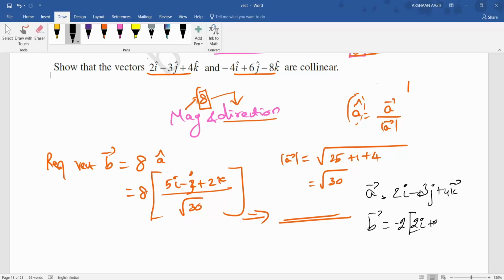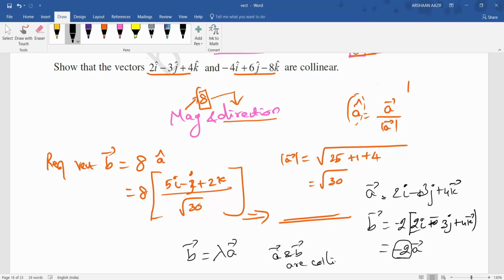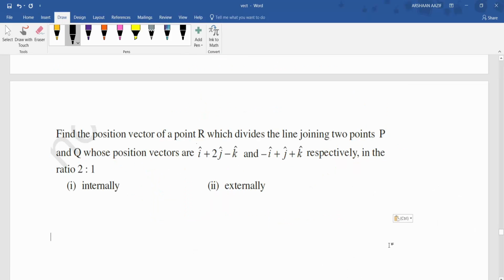So I take minus 2 commonly out and I'll end up with the same a vector. So technically I'm proving here my b vector is equal to minus 2 into a vector, where minus 2 is a scalar. So I can take it as lambda to denote. So whenever one vector is a scalar times the other vector, then obviously my second vector is parallel to my first vector because they have the same direction, only the magnitude is different. So therefore a vector and b vector are collinear.